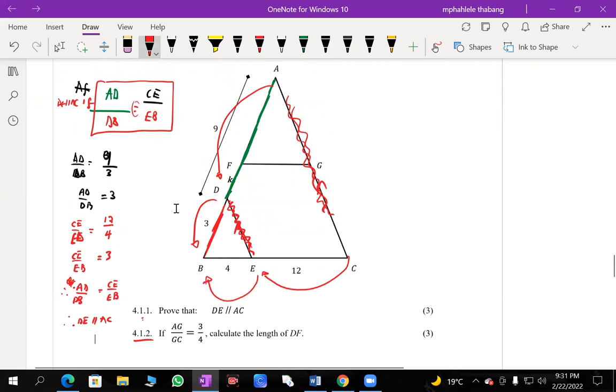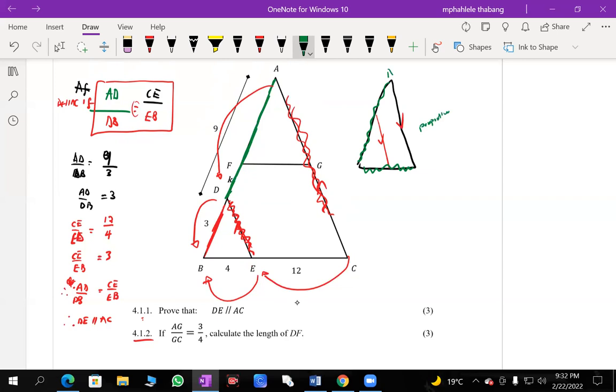It's one of the theorems that says if a line is drawn parallel to one side of a triangle, it divides the other sides in proportion. In this triangle, if there is a line drawn parallel to one side of the triangle, the other sides are proportional.